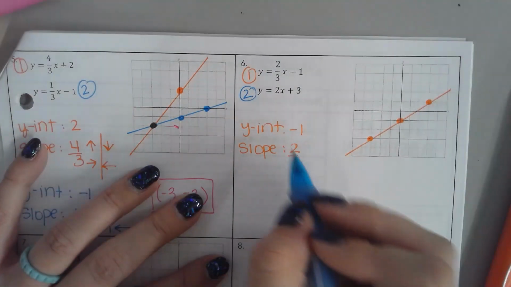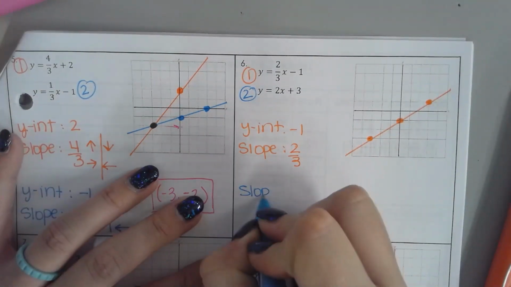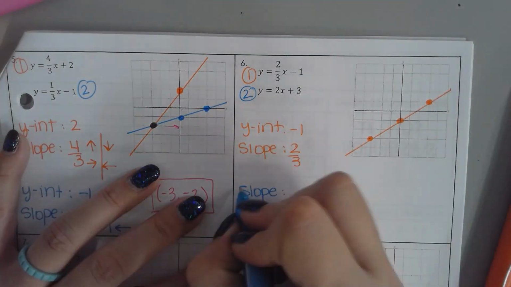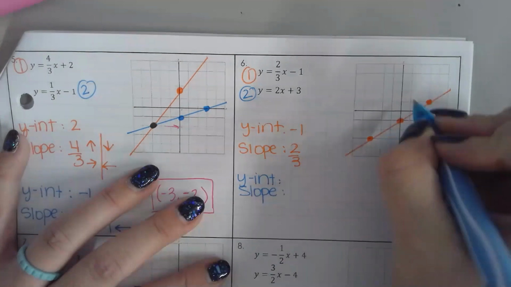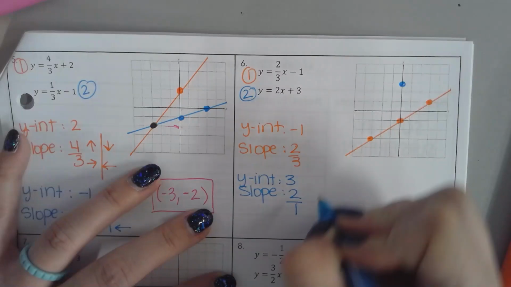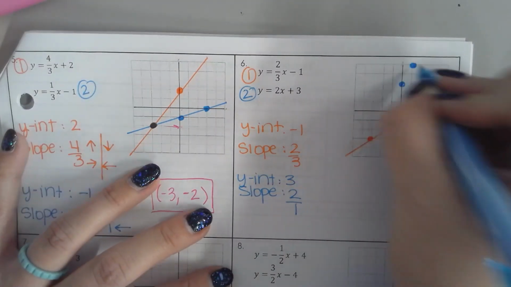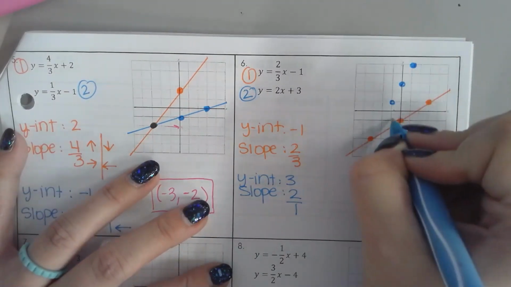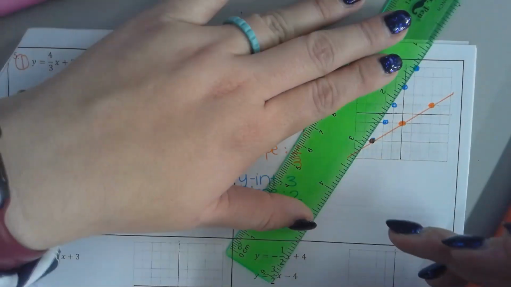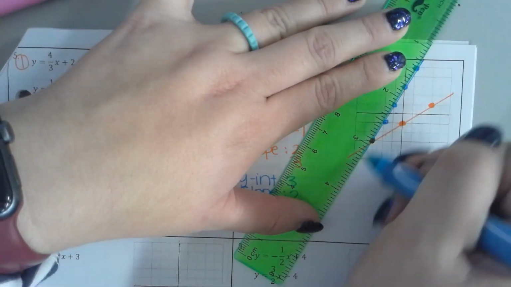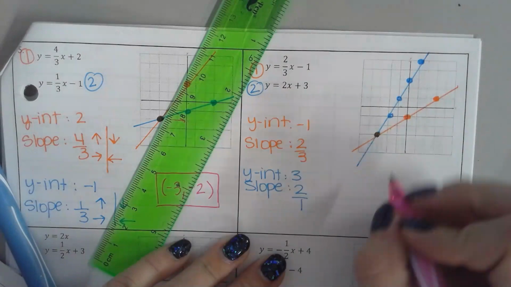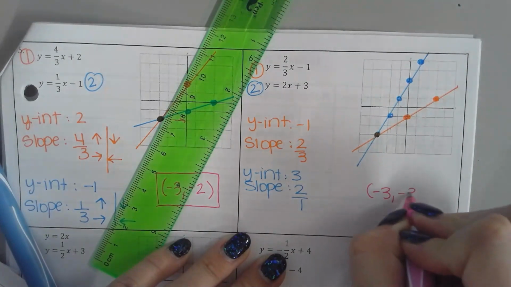The second line. Do you put the 2 over the 1, or do we put 1 over 2? The 1 goes in the bottom. Okay. So the y-intercept would be 3. And then my slope is 2 over 1. So up 2, right 1, or I could go down and left. And this point where they cross is -3, -3.